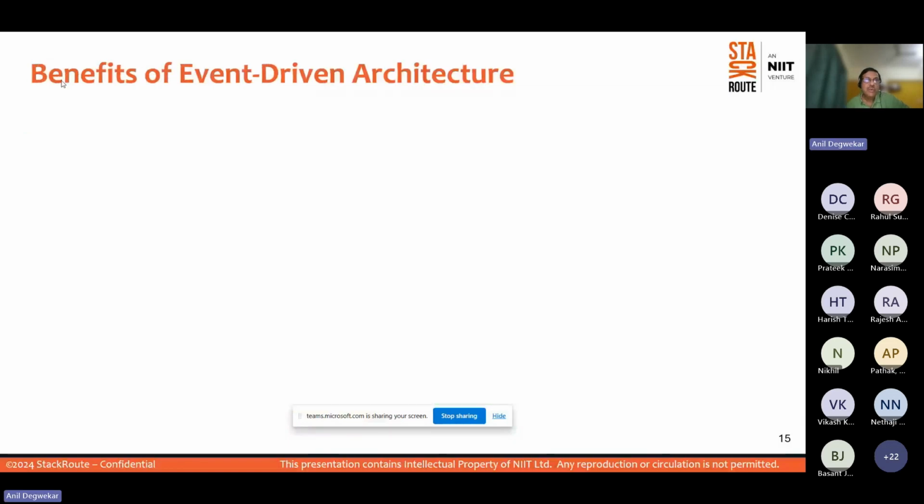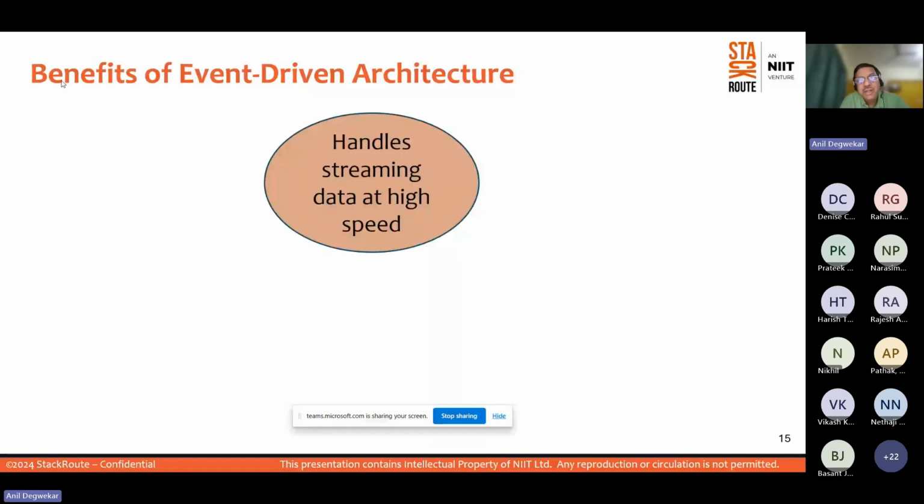Now, a few benefits of this event driven architecture. First of all, it handles streaming data at high speed. I mean, this is the first primary benefit. As we talked about, more and more things are becoming real time and the demands for real time analysis are growing, this is one architecture which is designed to handle streaming data at high speed. That's a fundamental benefit of event driven architecture.